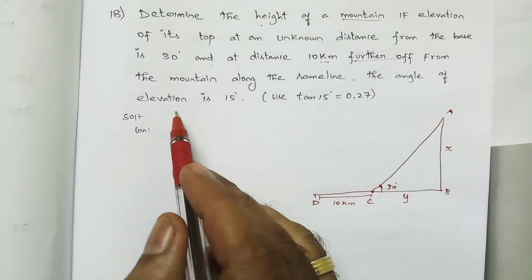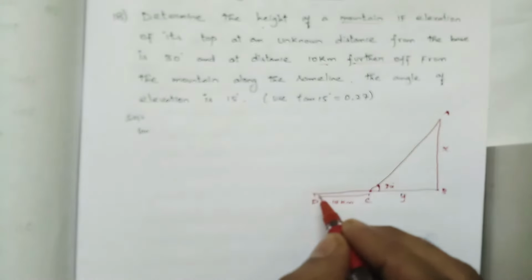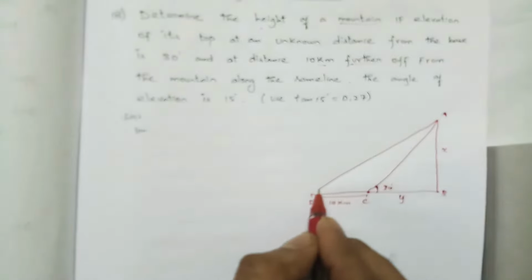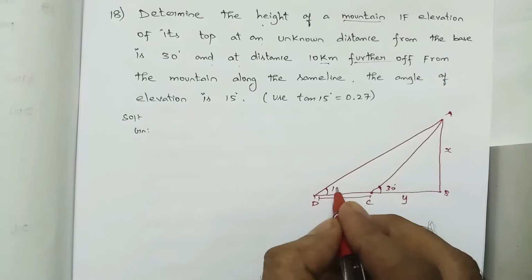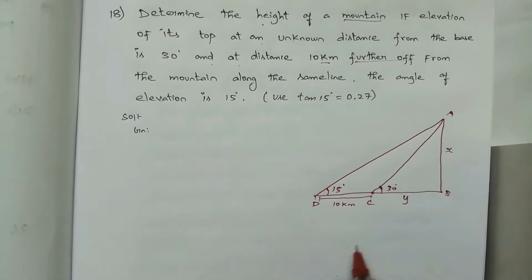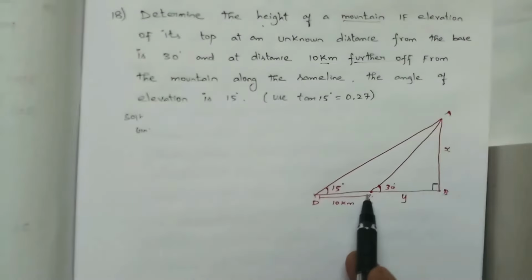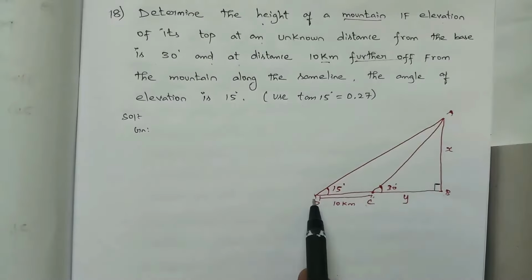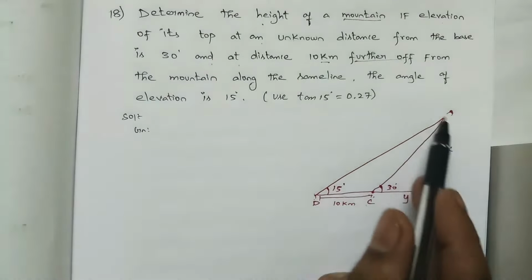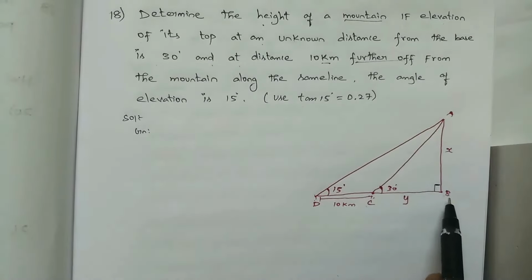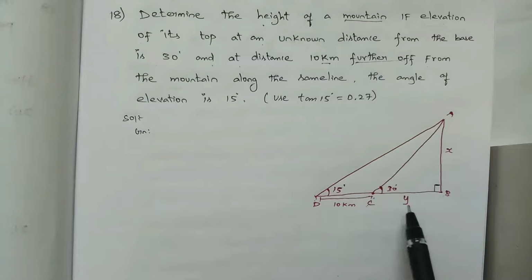The angle of elevation is 15 degrees from the point D. The angle of elevation of the top of the mountain is nothing but 15 degrees. Understood? Now we are having two right angle triangles. Triangle ABC is one right angle triangle, and ABD is the second right angle triangle. We have drawn that. The height of the mountain we have assumed as X, and the distance between the foot of the mountain and the point C is nothing but Y, right?